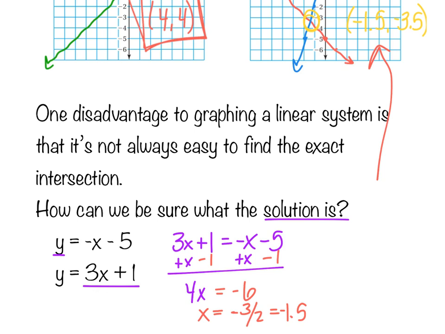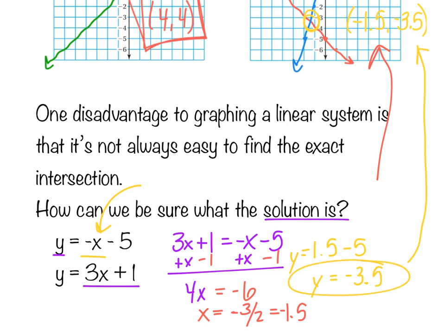And then if we solve that for y, we could plug it in. I'm going to plug it in right here. So negative 1.5 is 1.5. So y equals 1.5 minus 5. And 1.5 minus 5 is negative 3.5. And that's what we estimated the y to be up here. So again, I was correct, but you could use substitution if you're not sure exactly where they intersect.